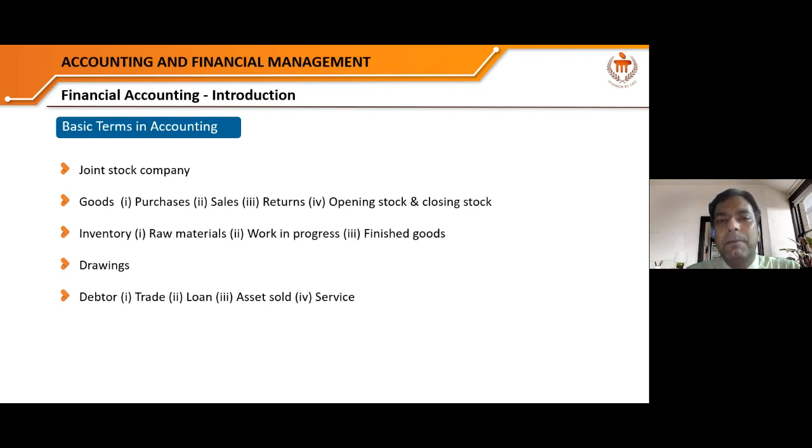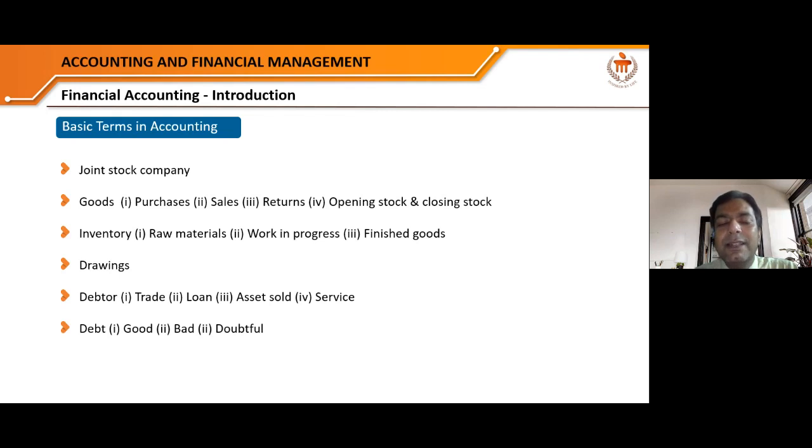Then we have sold a certain asset. I sold machinery or furniture, and there's a debtor for that, so that money is still due. Then service. I rendered a certain service, and there is an amount which is still due. The person has not paid me yet. That is again a kind of debtor. So I have four types of debtor: trade, loan, asset sold, and services.